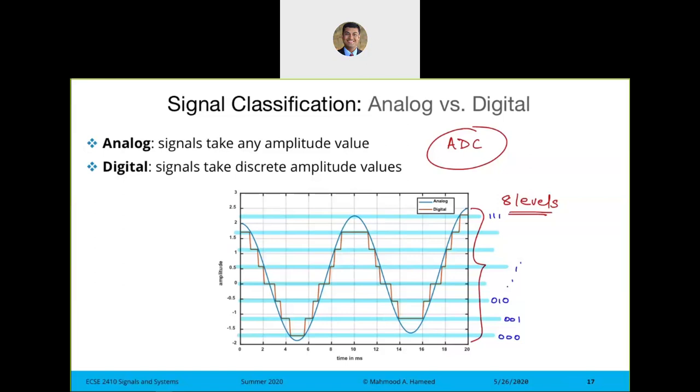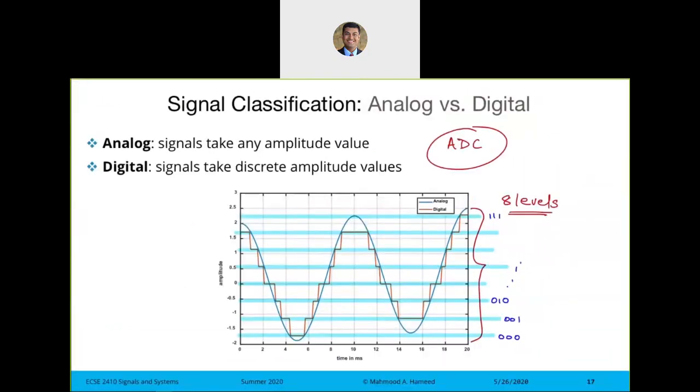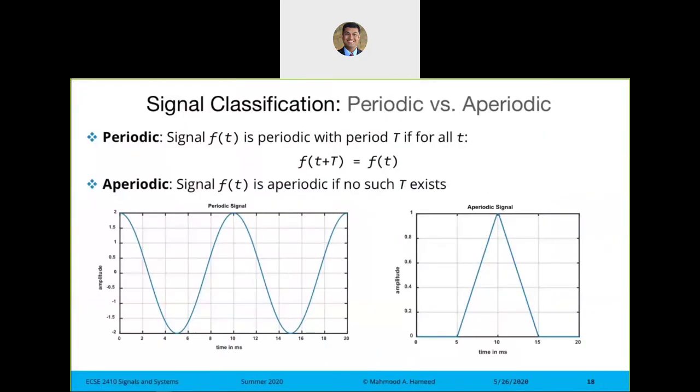So the signal that is shown in blue is analog. It is essentially taking all values in the y-axis or the amplitude. For the digital signal, you have only selected or discrete amplitude levels that are essentially highlighted as a staircase. So that's the difference between analog and digital. Next, periodic versus aperiodic signals.